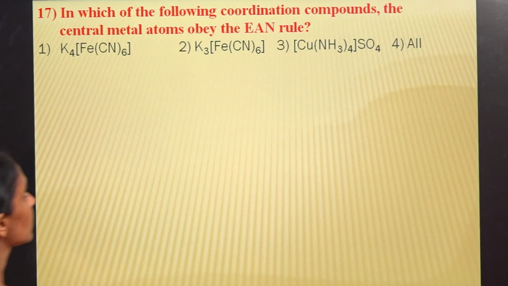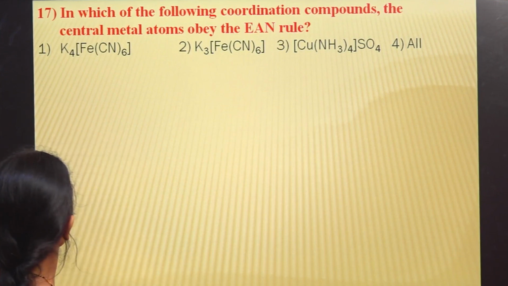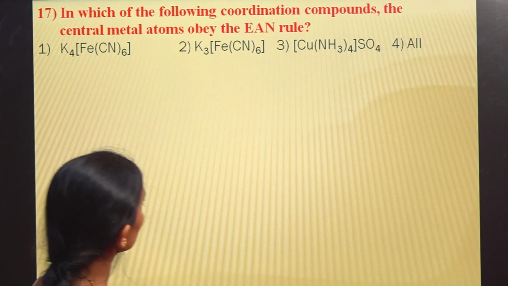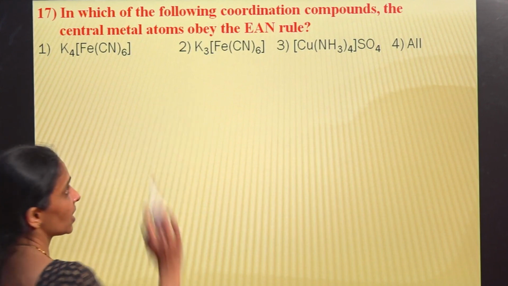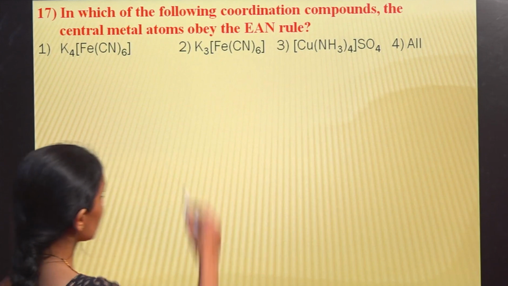Coming to the next question, question number 17. Which of the following coordination compounds has a central metal atom obeying EAN rule? What is EAN rule? EAN rule is nothing but effective atomic number rule.